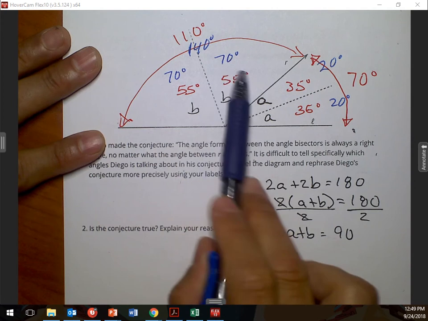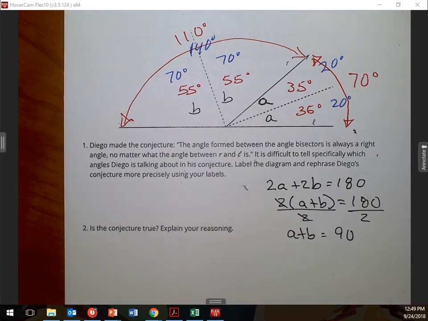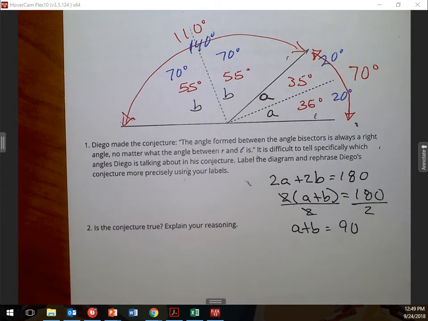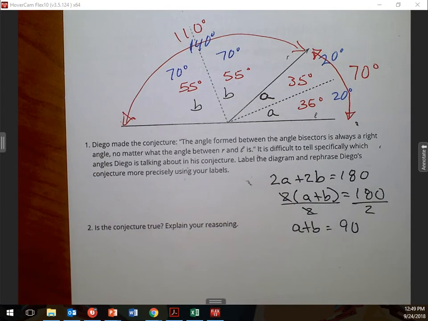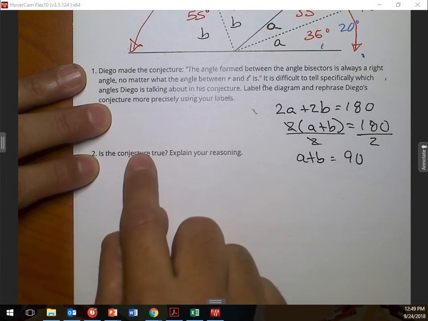Yes. Okay, now, is my two angles right here add up to 90 again? Wait. Yes, it does. We're talking about the ones in blue, right? Yeah. They add up to 90, don't they? Yes. Okay, does it work all the time? Yes. Okay, so, is this conjecture true?